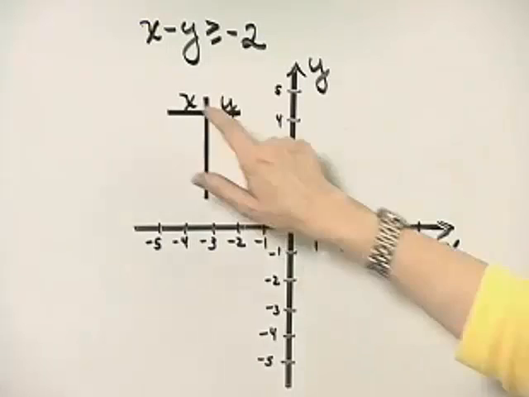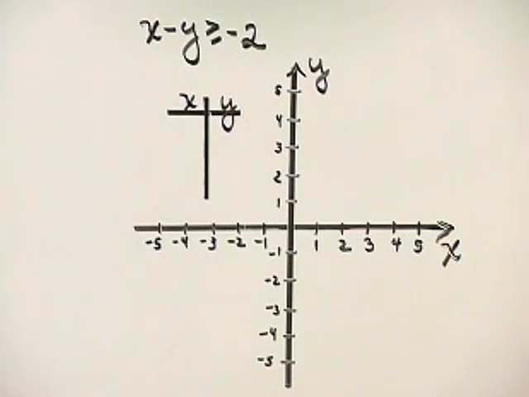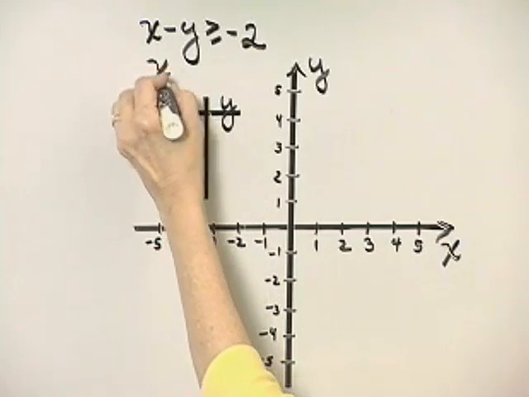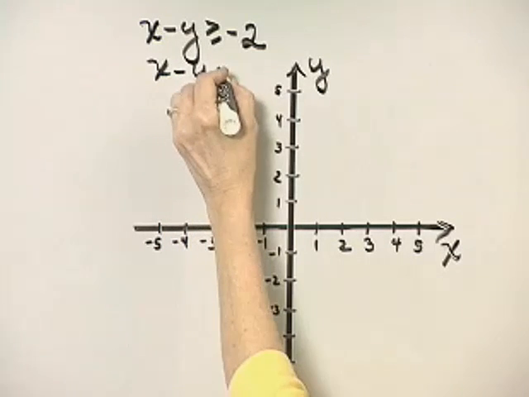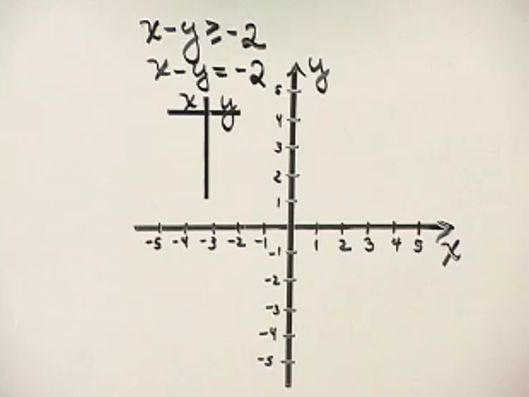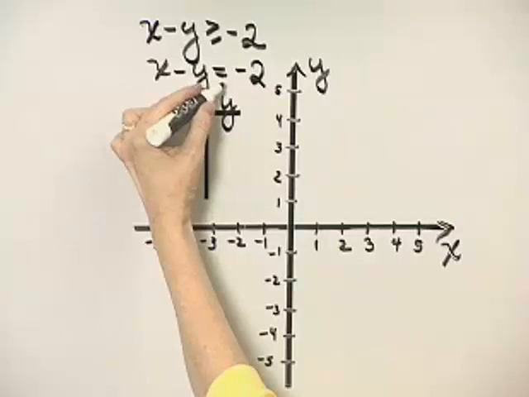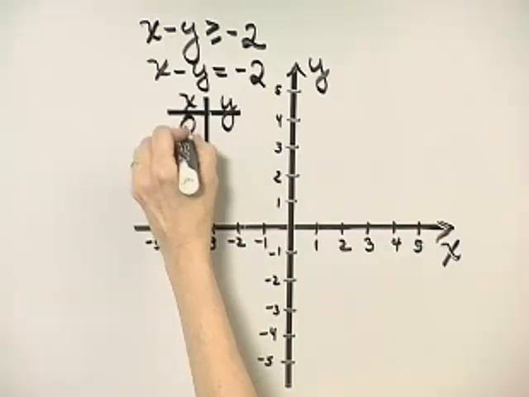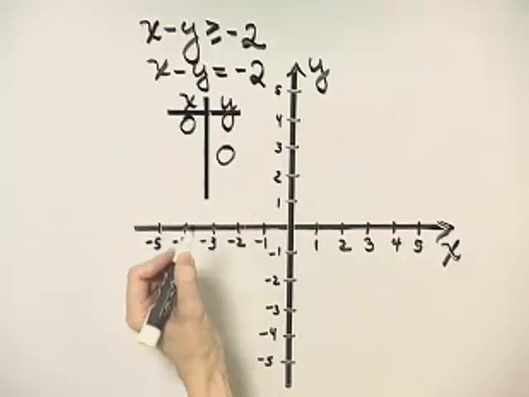Let's graph this linear inequality in two variables. Remember what we do first? We find the boundary line by concentrating on the equation. So we'll look at x minus y is equal to -2, and let's find three ordered pair solutions for this equation. For example, let's go ahead and find intercepts again.